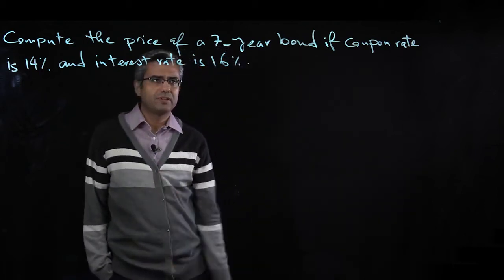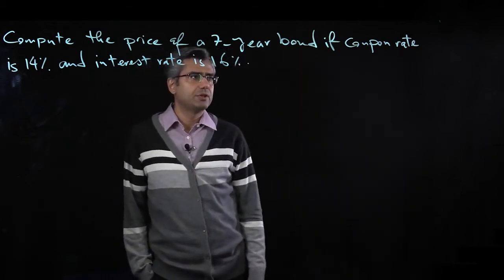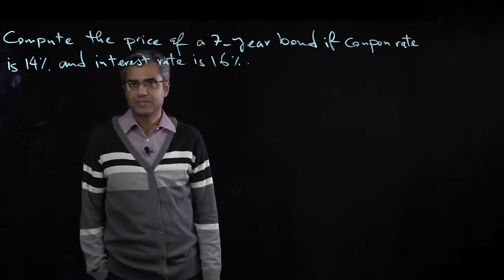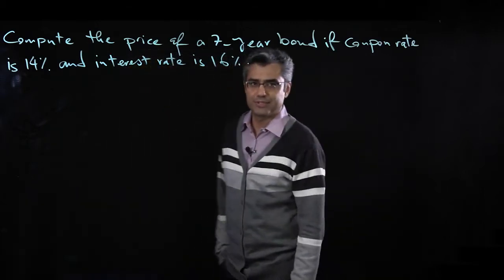Compute the price of a 7-year bond if the coupon rate is 14% and the interest rate is 16%.